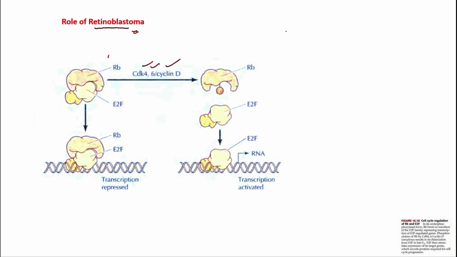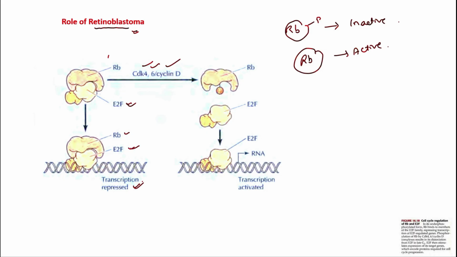So how does RB work? When RB is in the phosphorylated form, it is in the inactive form. But when RB is not phosphorylated, it is in the active form. So what is the work of active RB? It binds with another transcription factor known as E2F and does not allow E2F to perform its work. That means when RB is binding with E2F, transcription is repressed.